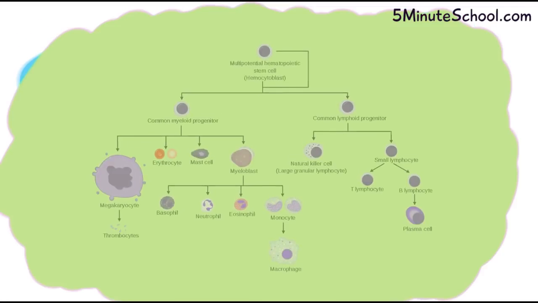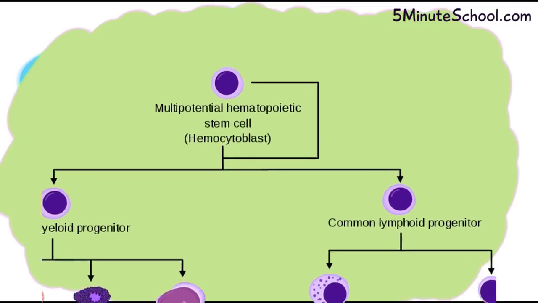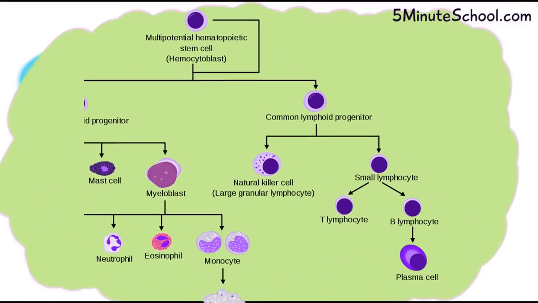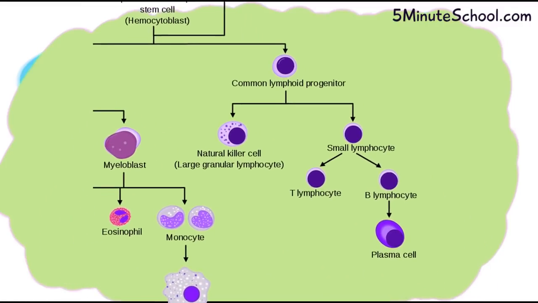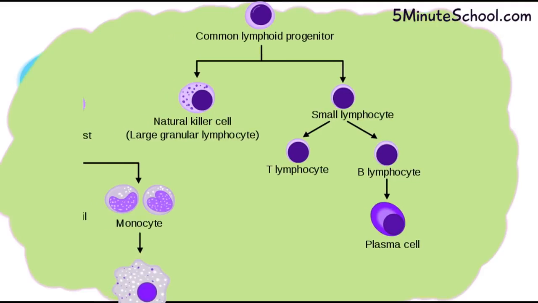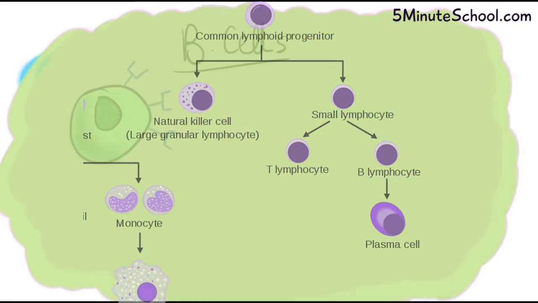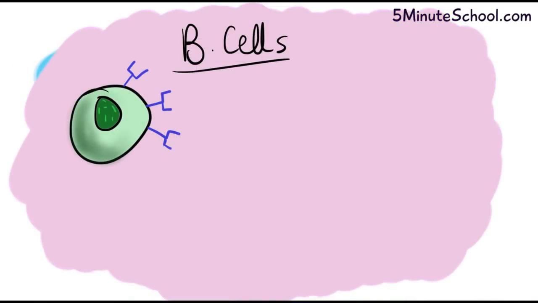And this cell is known as the hematopoietic stem cell, which originates in the bone marrow. Through differentiation processes, this hematopoietic stem cell eventually forms B cells and T cells. Let's talk about B cells first. The main function of B cells is the recognition of antigens.